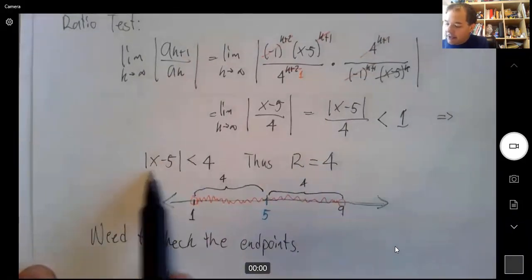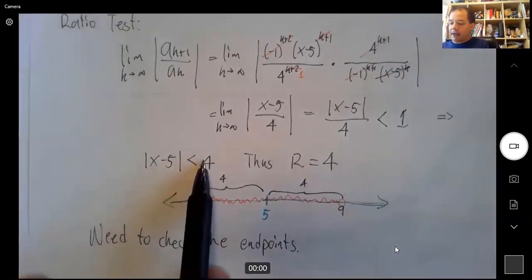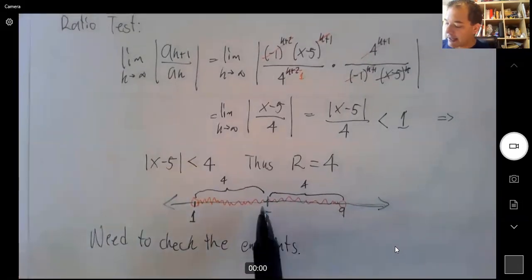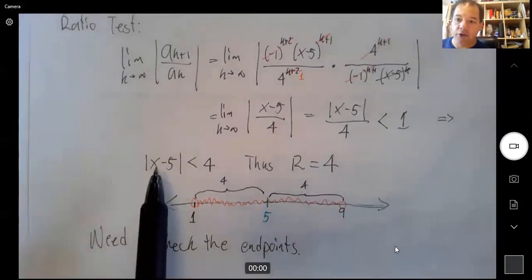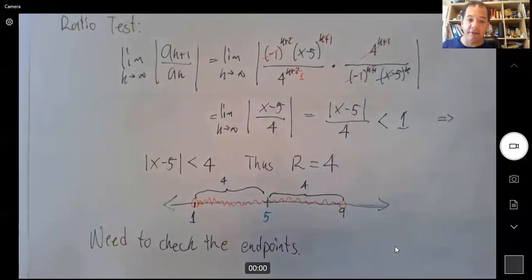It says x minus 5 in absolute value less than 4. So those are the x's that are less than 4 units away from 5, right? So when you do x minus 5, that's like the distance. If I ask you how far is 7 from 5, what do you do? You do 7 minus 5, and you say, oh, they're 2 units apart. But you could have done it the other way around too. You could have done 5 minus 7. It gives you -2. But if you put absolute value, the answer is still 2. So they're 2 units apart.